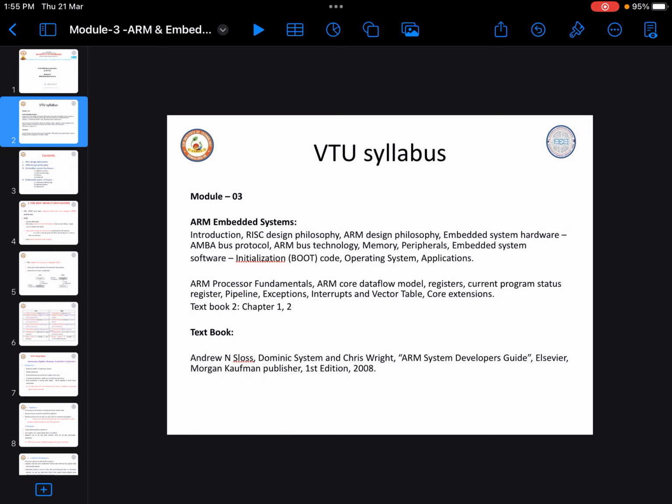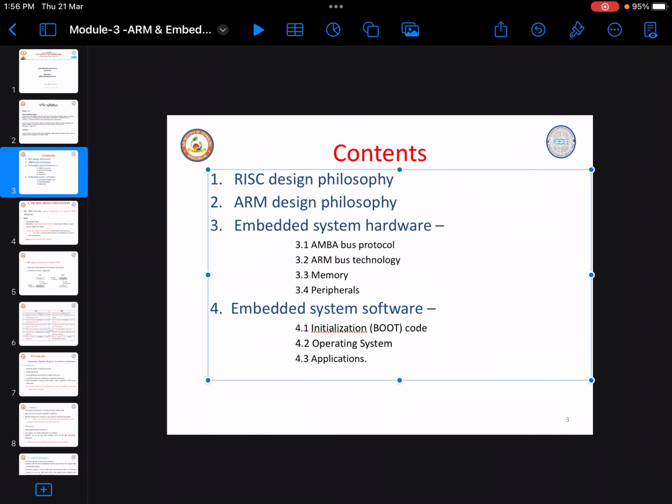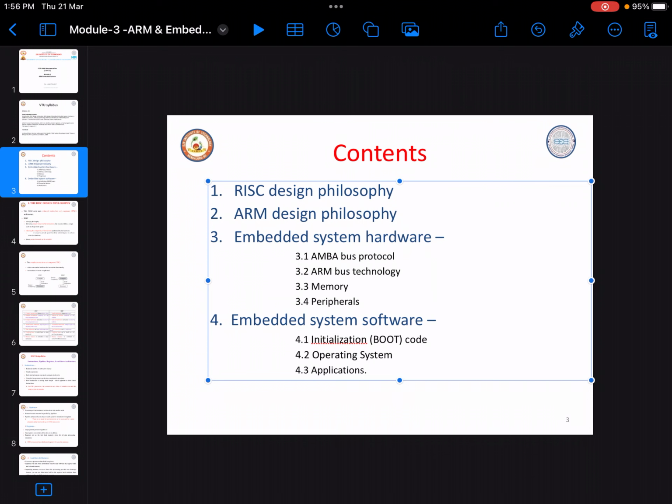This is a textbook which you are supposed to refer: ARM System Developer's Guide by Andrew Sloss. These are the contents which I am going to cover in this topic, which is about RISC design philosophy, ARM design philosophy, and embedded system hardware and software.